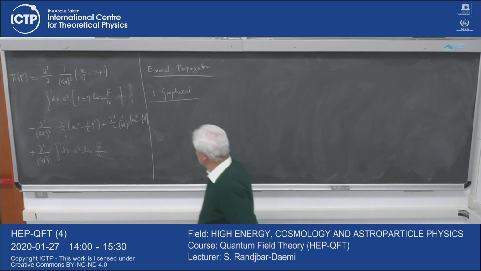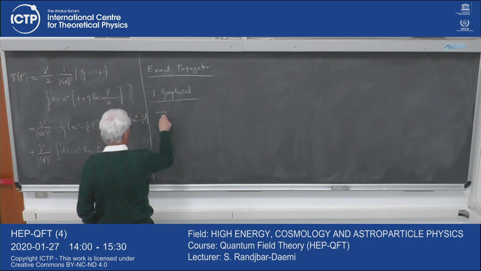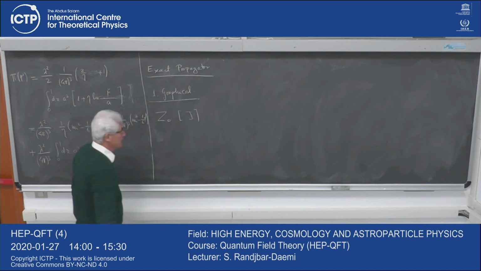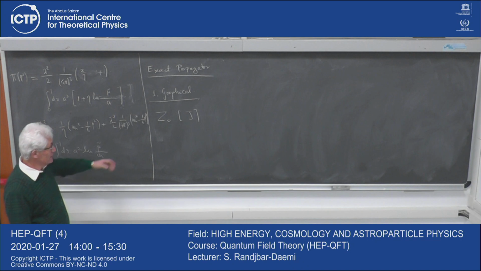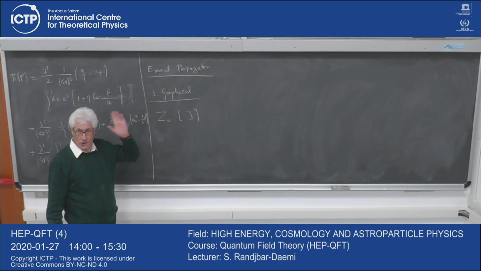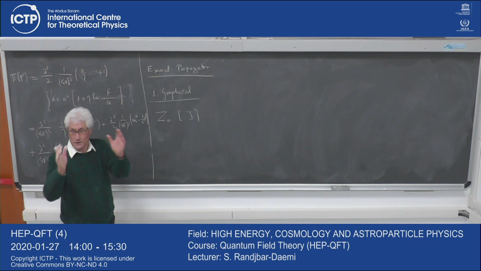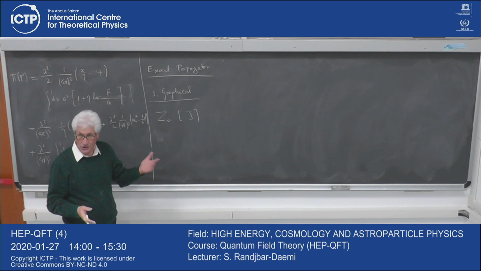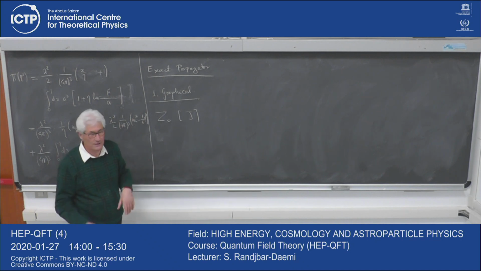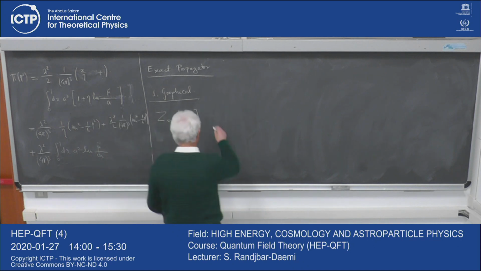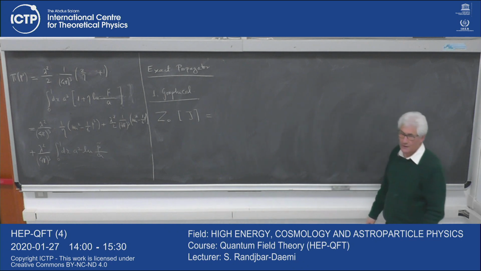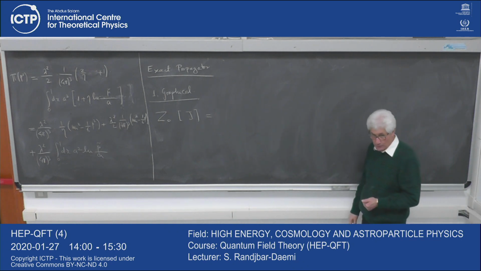Recall that what we are calculating essentially is the generating function Z of J. We are calculating the derivatives of this function with respect to J. Or if you expand this in powers of J, we are calculating the coefficients of those expansions in powers of J. J to the n gives you the n-point function, essentially. No? That's what we are calculating. Now, when you expand this, you get all possible graphs, connected and disconnected, first of all.